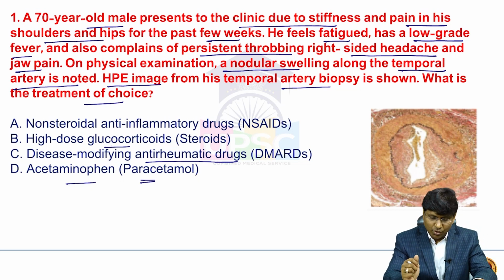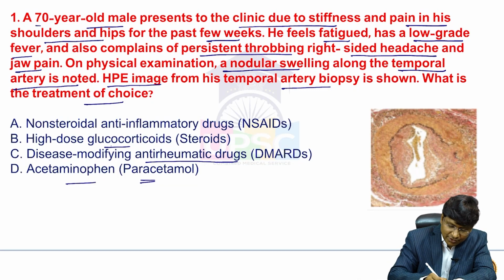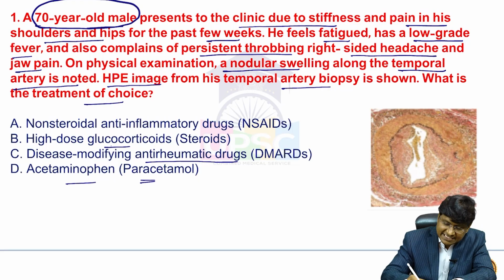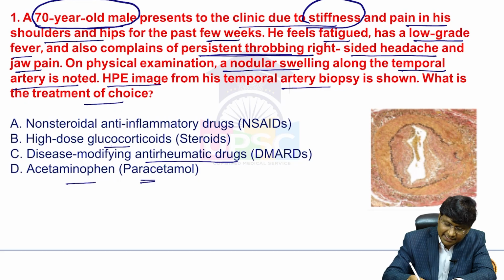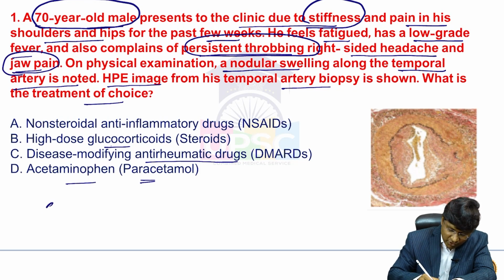Okay, right. So if you observe, what is the treatment of, first of all, what is the type of vasculitis here? So the vasculitis that you will observe, that too in a 70-year-old male, right? That too in a 70-year-old male with stiffness and pain within the shoulders and hip, and the persistent throbbing pain over the right side of the head, and there will be jaw pain also. All these are features suggestive of giant cell arteritis or the temporal arteritis.